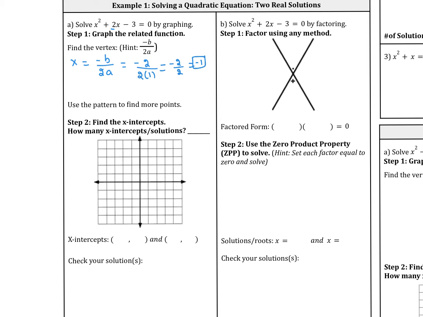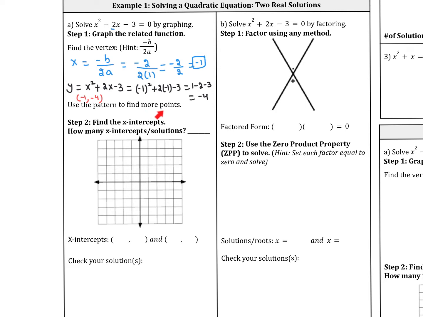First you find the x coordinate, and then you find the y coordinate by plugging it into the given equation. The given equation is x squared plus 2x minus 3, and you use x as negative 1. That is 1 minus 2 minus 3, which is negative 4. So your vertex is the point negative 1 comma negative 4, the x value comma y value. Now you're going to find 2 more points.